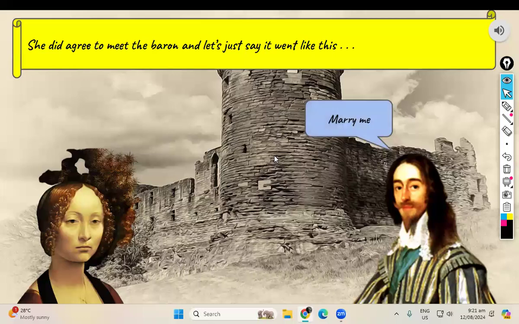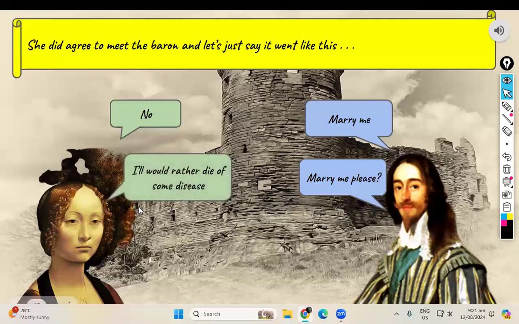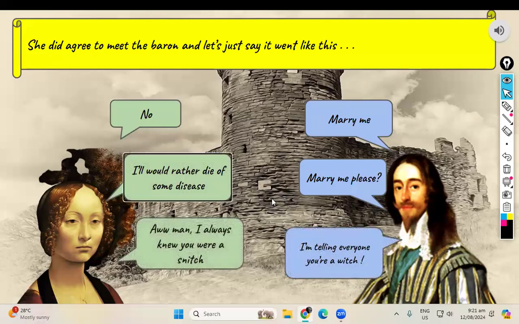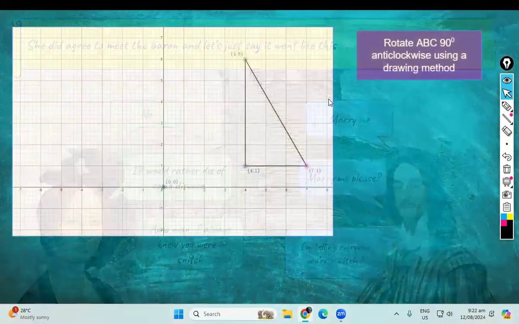The wealthy Baron tells Jenny, who usually raps and makes everything rhyme, ask her to marry me. She says no. He says, marry me, please. She responds, I would rather die of some disease. And then he says, I'm telling everyone you're a witch. Oh man, I knew you always were a snitch. All right, but you are, and she could talk to rats also, right? But you always see what happens to Jenny eventually.